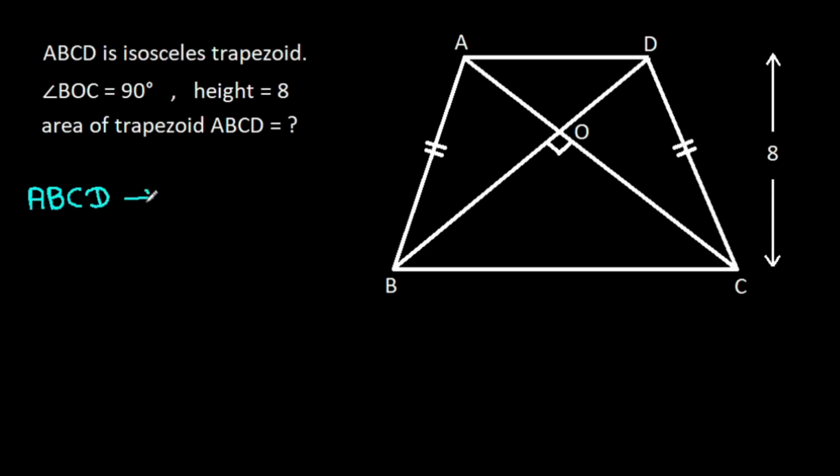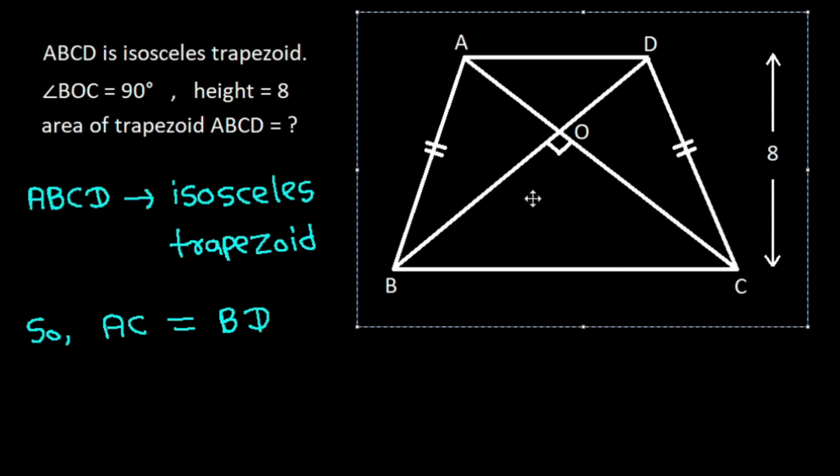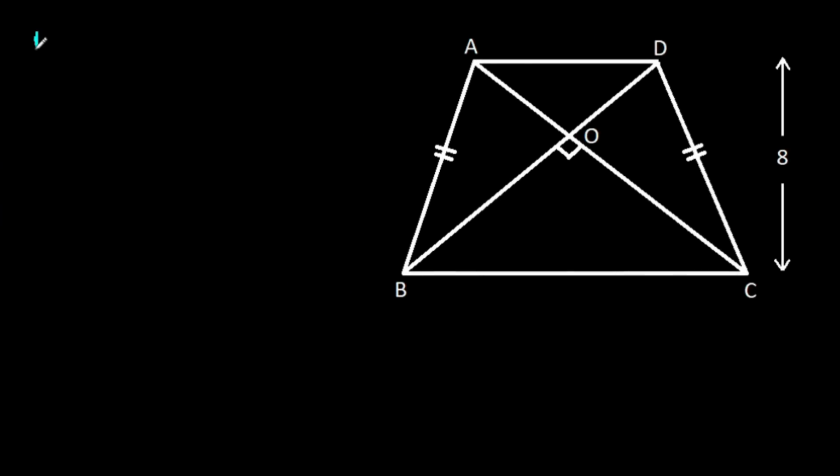So ABCD is an isosceles trapezoid, so AC will be equal to BD, and we have AC is equal to BD.